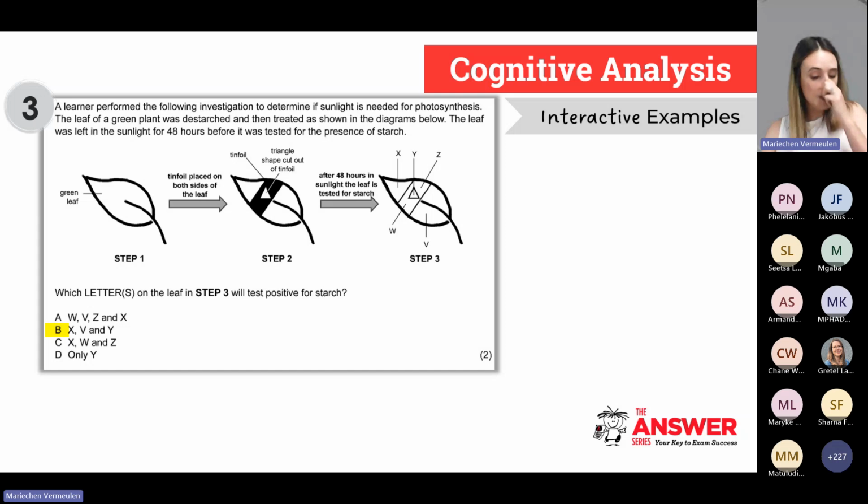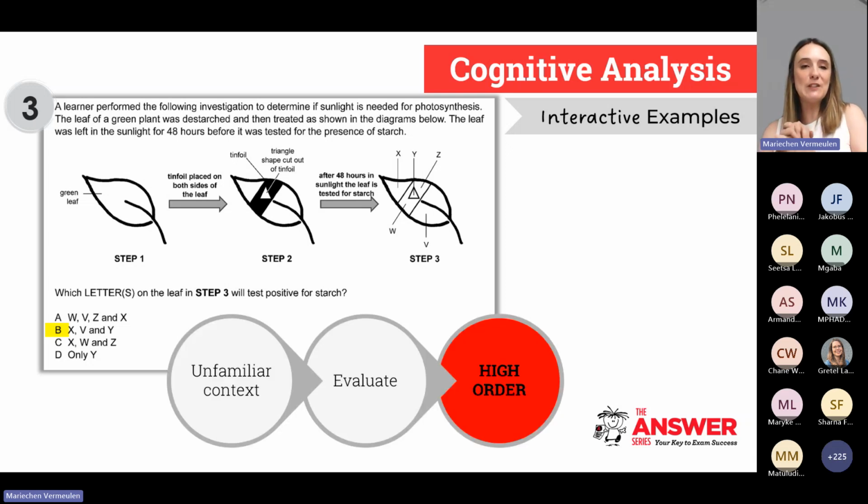Okay, about 51 responses, and we still have a very tight race here between middle and high order. So let's put you out of your misery. So this multiple choice question, I felt, was a high order question, okay?